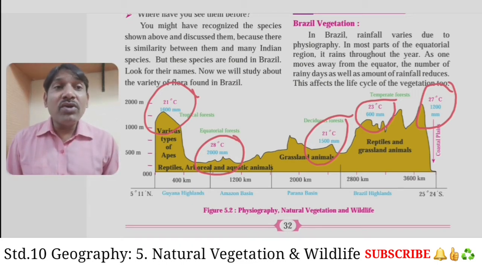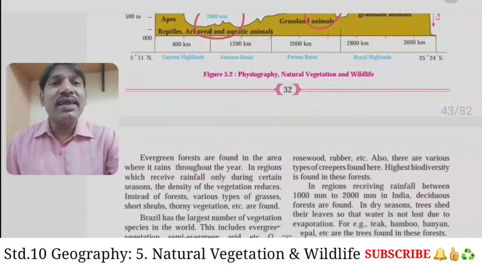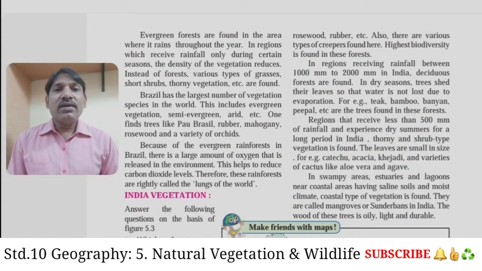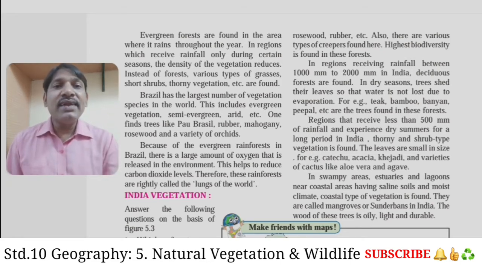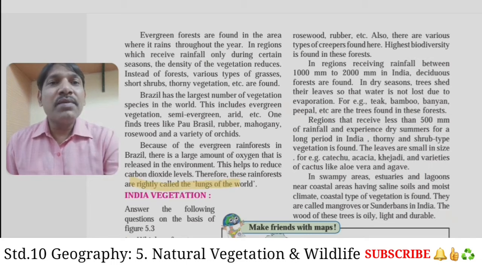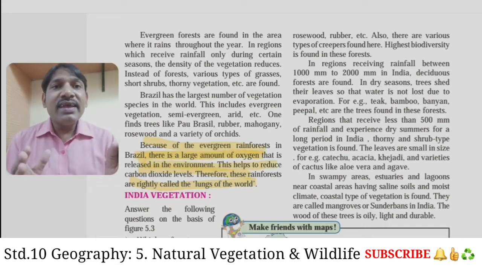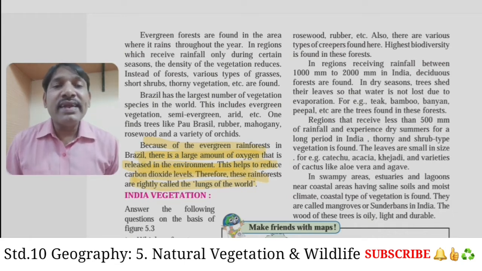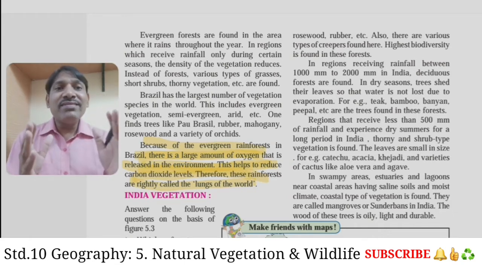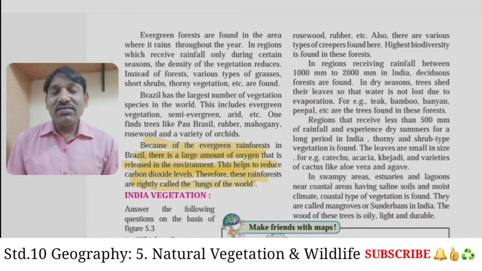This important part we are going to study, that Brazil is called the lungs of the world. Students, Brazil is called the lungs of the world. What is the reason behind it being called the lungs of the world? See, students, here we can see the reason. Because of the evergreen rainforest in Brazil, a large amount of oxygen is released into the environment, and this helps to reduce the carbon dioxide levels, and because of that these rainforests are rightly called the lungs of the world.